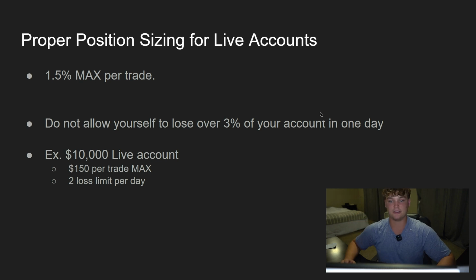So for example, we have a $10,000 live account. I would only risk $150 per trade max. And then I would have a 2 loss limit per day. That way, if you lose that $300 per day, that's 3% of your account.